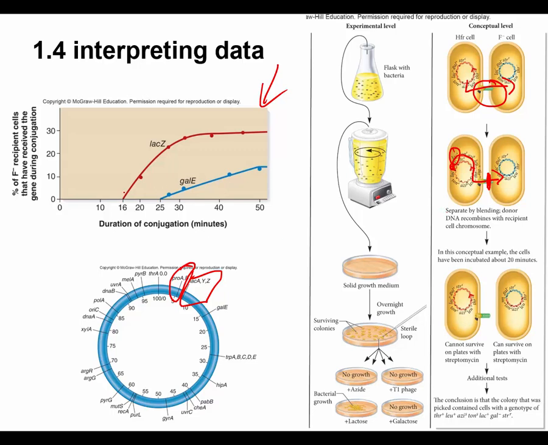And you can graph and see what happens at different times of blending. If you blend at 16 minutes, the only thing that went in was lacZ, galE didn't go in. But if you blended at 25 minutes, then lacZ and galE went into the recipient cell. So you can map your DNA, and we can look at graphs to see what's going on. So we'll do a lot of interpreting of data. We'll come back to this picture.